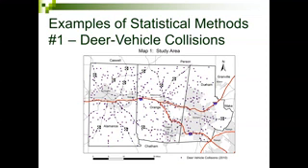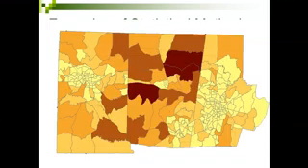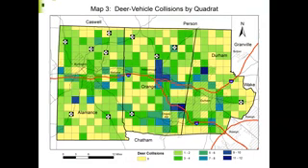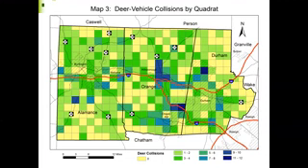So when we look at deer vehicle collisions, this is a map of deer vehicle collisions. Here they are. What does it look like to you? A bunch of dots, right? Just a bunch of dots. But what I can do is group these by census tracts or block groups. I can group these by little squares.